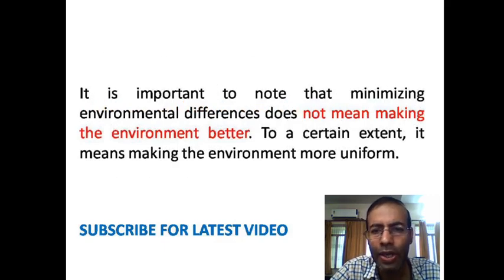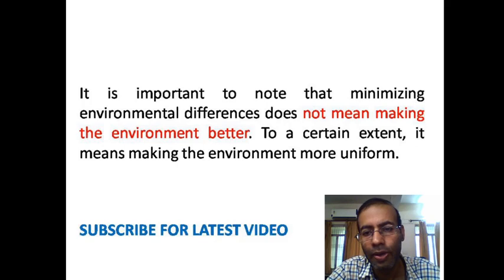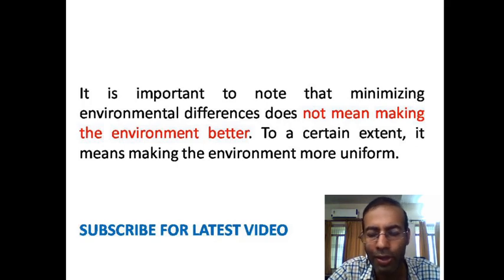Uniformity in environment does not mean making the environment better. This is not the case. You do not have to make the environment better, improve the nutrition, or improve the housing. This we will not have to do. We just make the environment uniform.